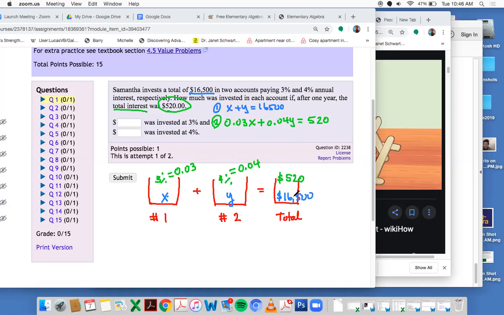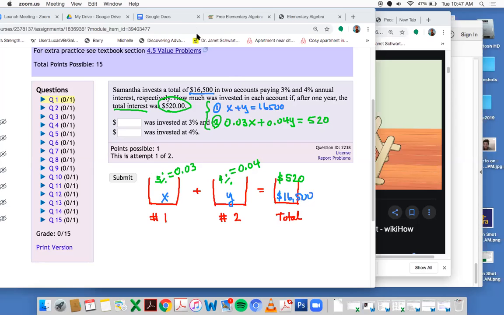Okay, so with these interest and account problems, typically the higher dollar value goes with the X plus Y, and the lower dollar value for the interest goes with the decimals, with the percentage stuff. Okay, any questions on the setup? We're good? Okay, so let's solve this.